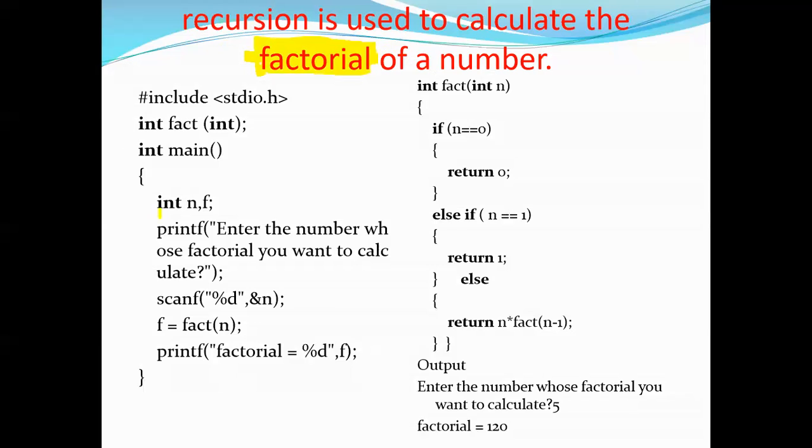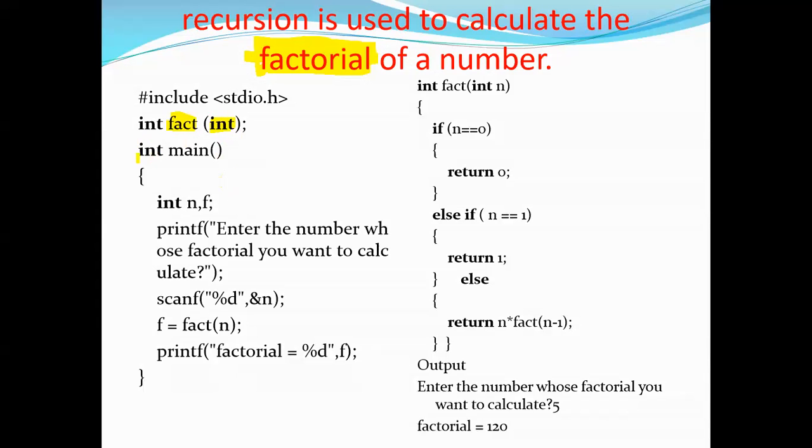Okay, first, int fact is the declaration part. The return type is integer, fact is the function name, and the argument is passed using the integer type. That is the declaration part. In the declaration, first comes the return type, followed by the function name, and within the open and close brackets, the data type of the arguments. Here the argument data type is integer.